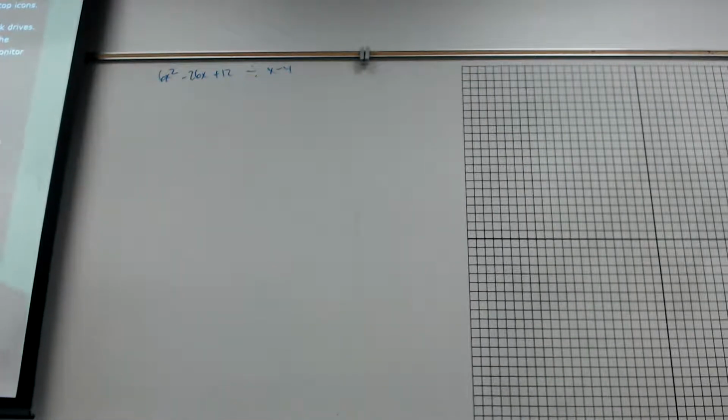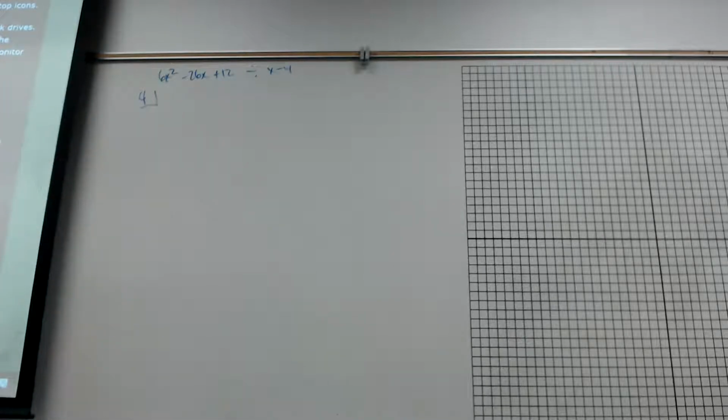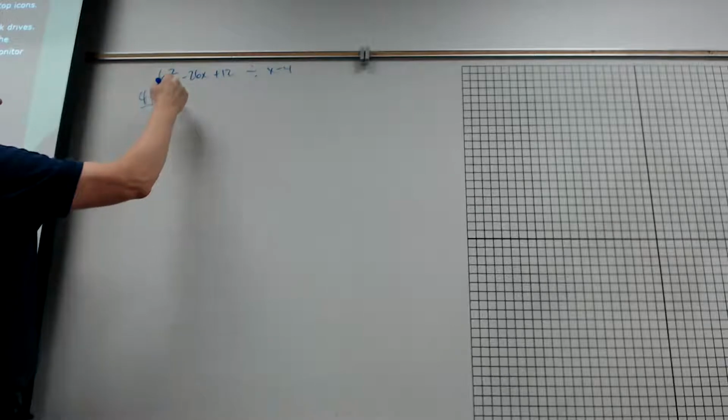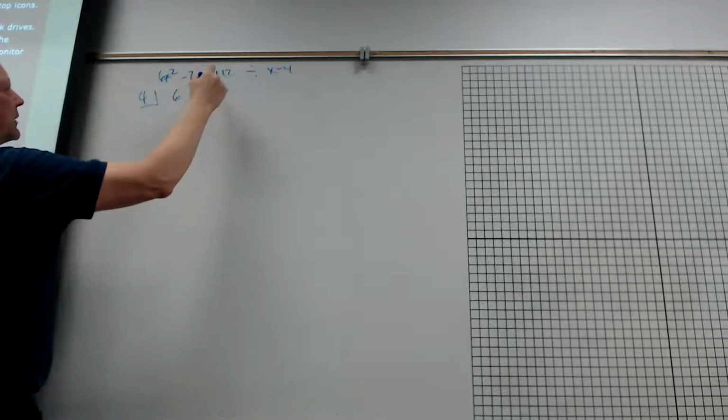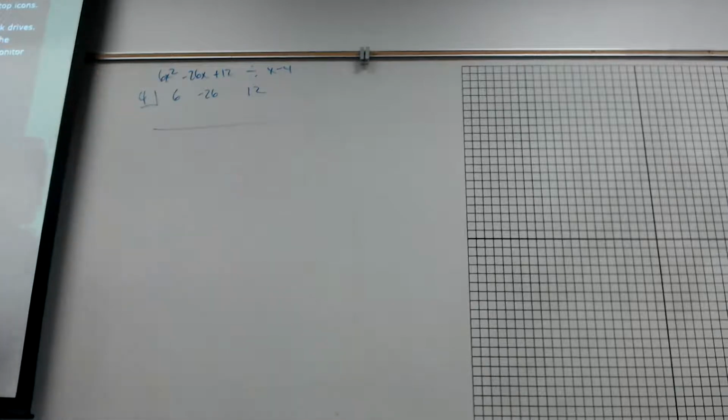So I need a little box here. What do I put in my little box? Positive 4. You put the 4 in it? Thanks, Landon. All right, what do I put here? The coefficients. All the coefficients: 6, negative 26, and 12. Now, what are the two steps that we're going to keep doing over and over?